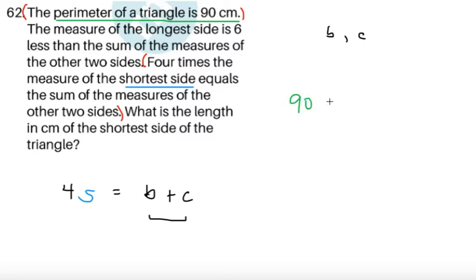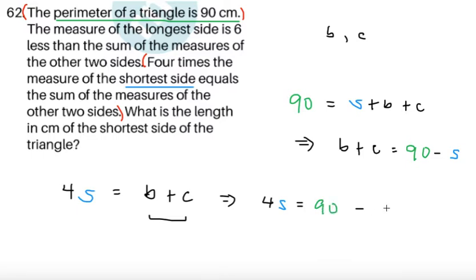So 90, the perimeter, can be written as the sum of the sides. So there's a shortest and we have the other 2 sides. So we can write B plus C as follows. B plus C equals, just subtract S from both sides, 90 minus S. And that's nice because we can substitute directly. So I'll have 4S is equal to 90 minus S. And add S on both sides, I'm going to get 5S is equal to 90. And all I have to do is just divide both sides by 5. So S here would give us 18. So we have 18 here as our answer.